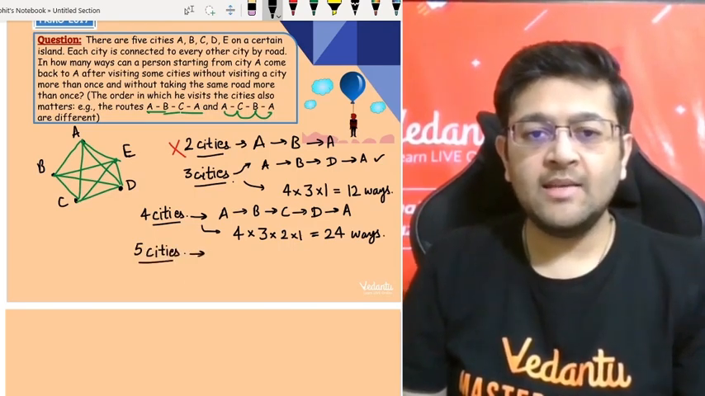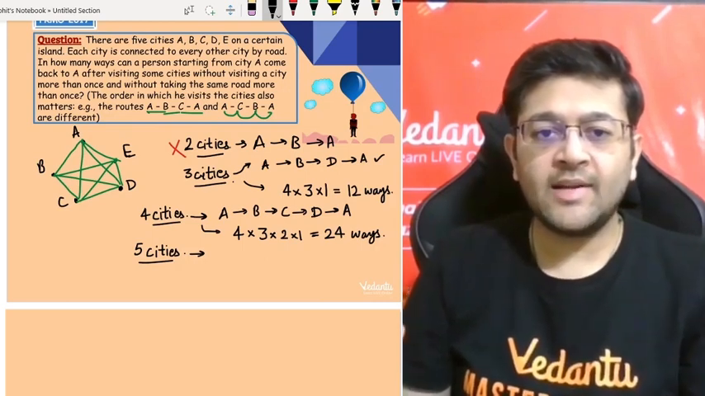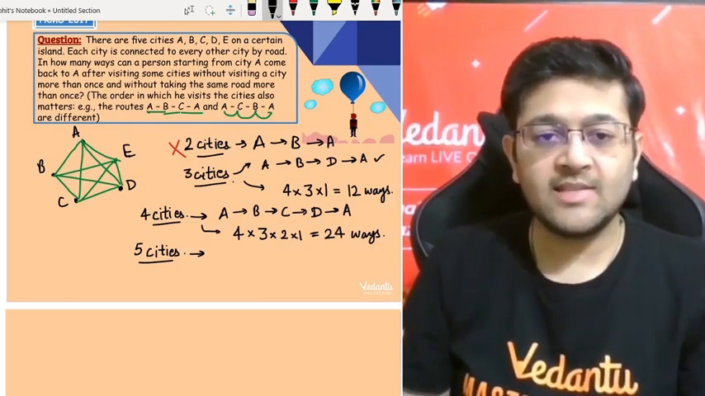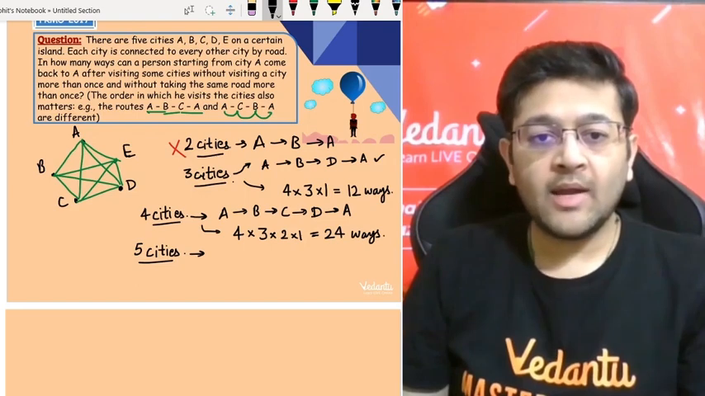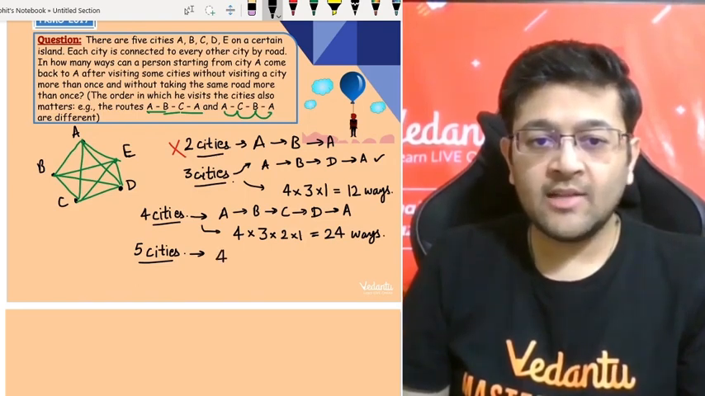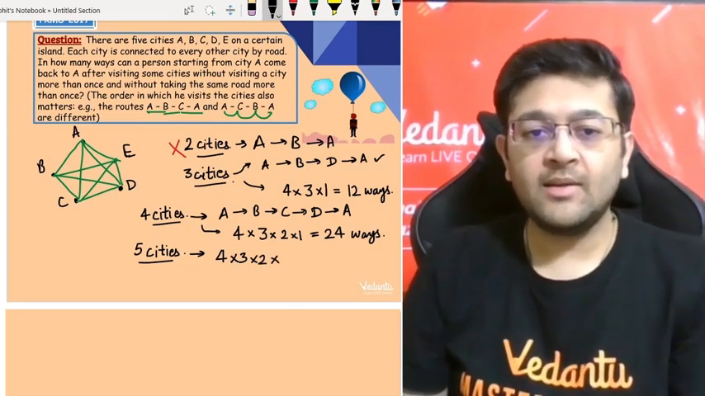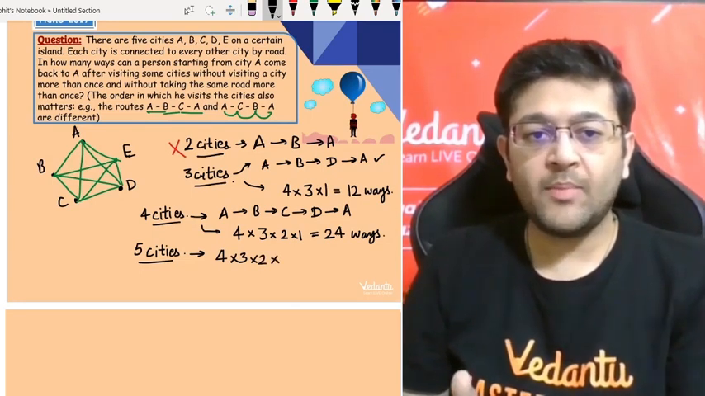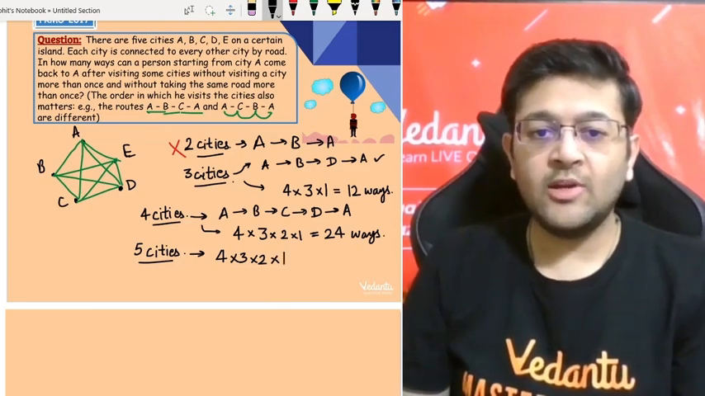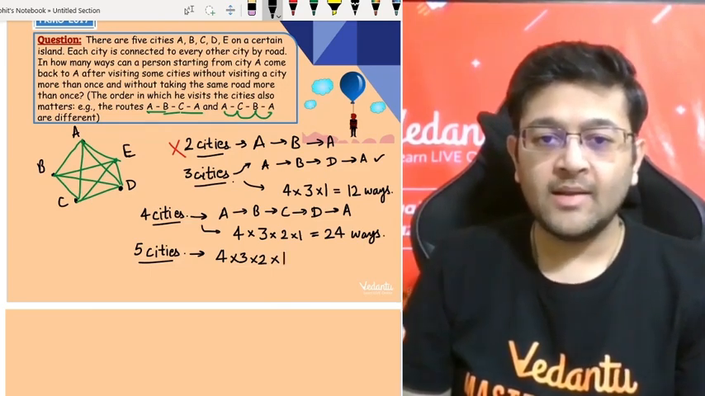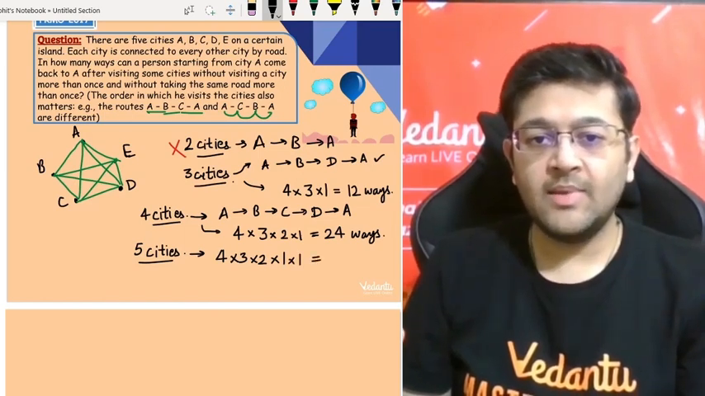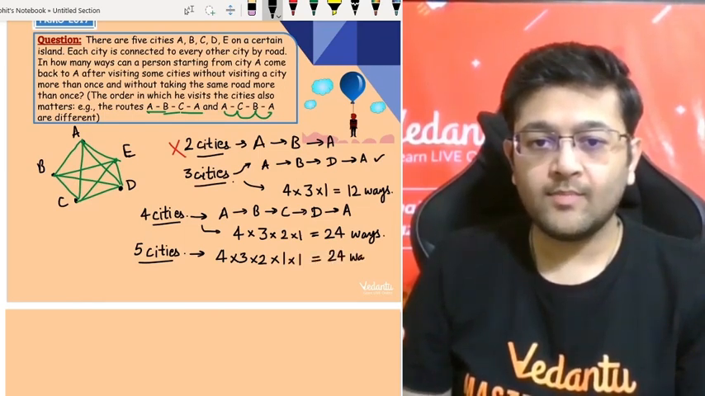Now this is very easy. Now you can understand the trend from the previous two cases. The thing is, now again we'll have 4 options starting from A, then we'll have 3 options, then 2 options, and finally only one city will be left. Now let's say A, B, C, D, we reach E, then I'll have only one option to go to E only, right? And then for coming back there is again only one way. This will be again 24 ways.